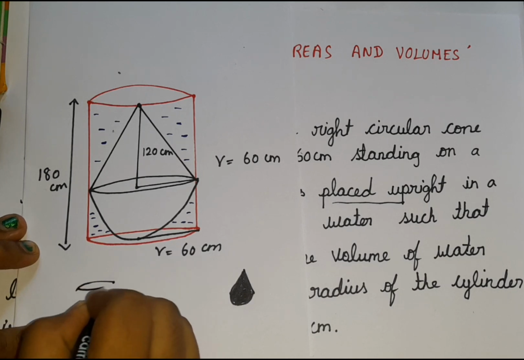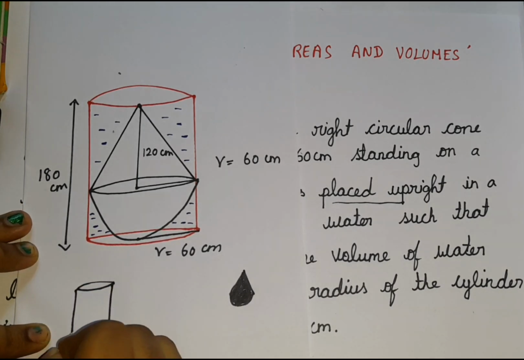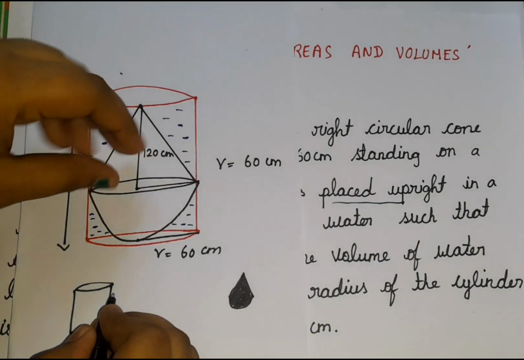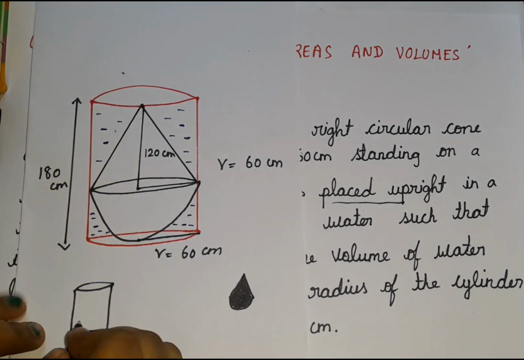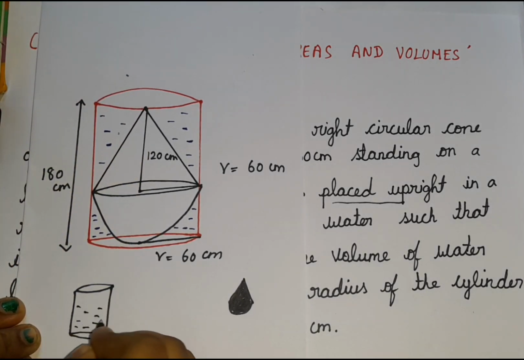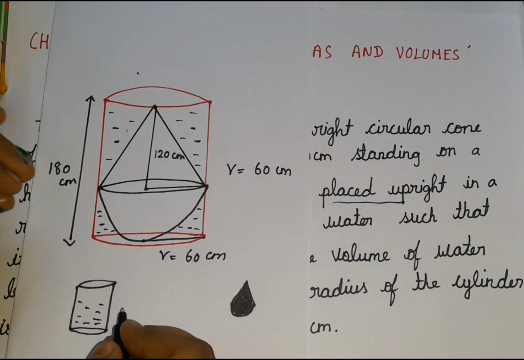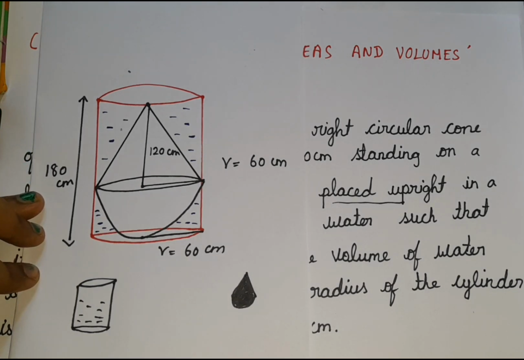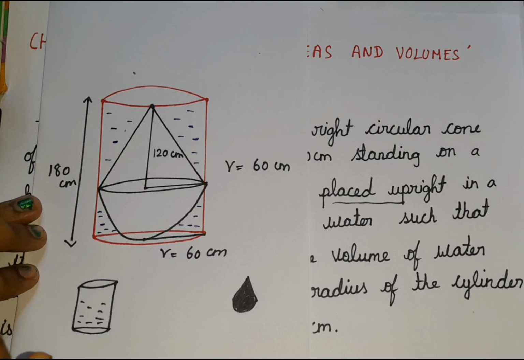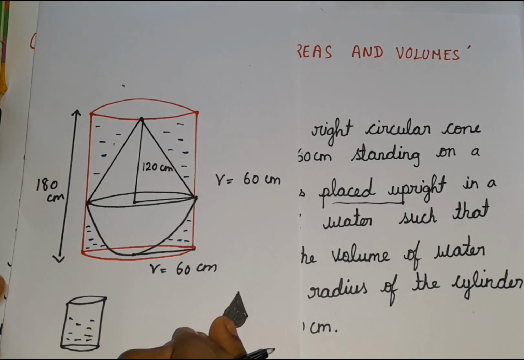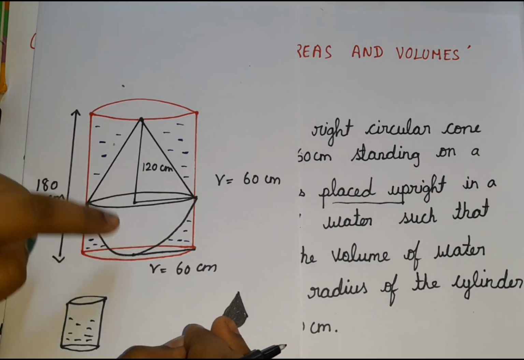If I draw the cylinder separately without the cone and hemisphere, if I just take this cone and hemisphere out, then I'll get to know how much water is there inside the cylinder, am I right? We are supposed to take these two figures out. Whenever we are supposed to remove or take something out, we are supposed to subtract it. So what we are supposed to do is volume of cylinder minus volume of cone and hemisphere.